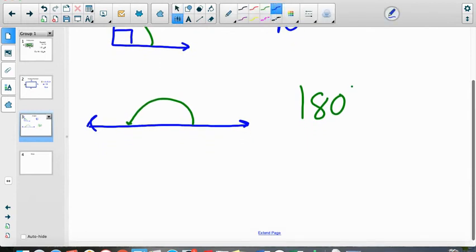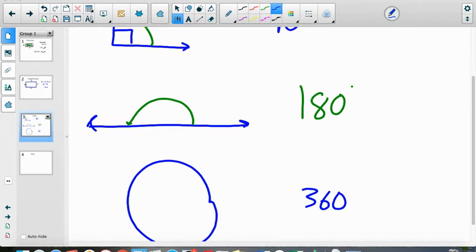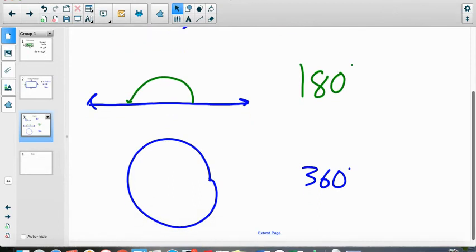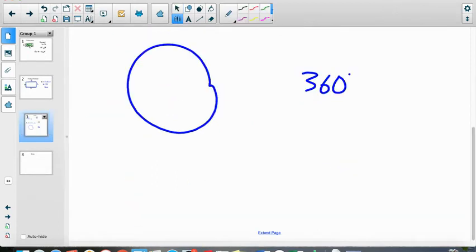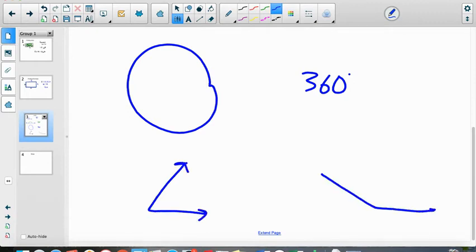If we start here, go all the way around to form a circle, that's double a line, so that's 360 degrees. Now some of the problems in your homework are going to give you some different angles, maybe like this, or like this. And for now, we're just going to estimate what those angles are.